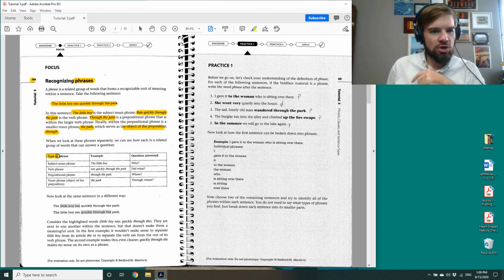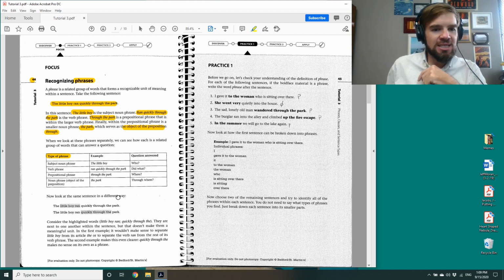So here's, just like she always does, a sort of chart, a graph for us to help understand this. So we've got type of phrase in this column, an example from the sentence above, and then the question that it answers. So the subject noun phrase answers who, and in this case it's the little boy. The verb phrase answers the question did what, and the example is ran quickly through the park. This prepositional phrase answers the question where, through the park, and the noun phrase, which is the object of the preposition, answers through where, the park.